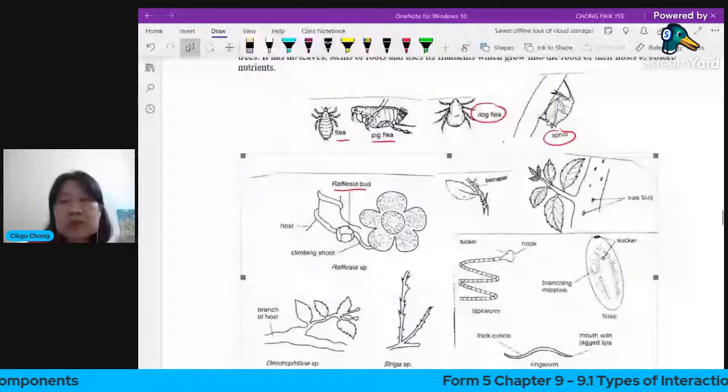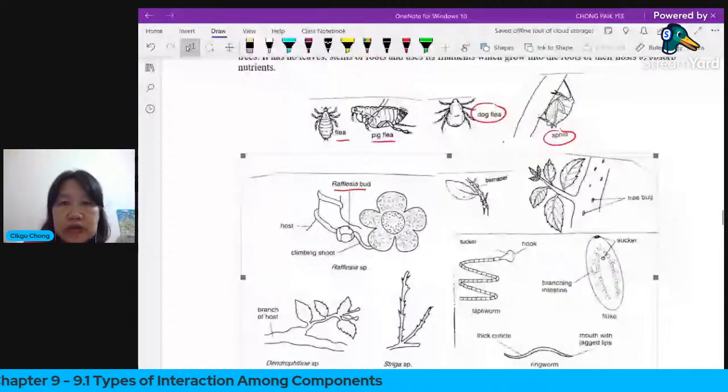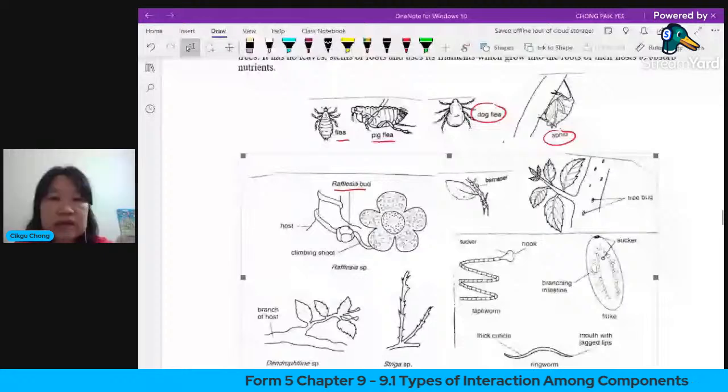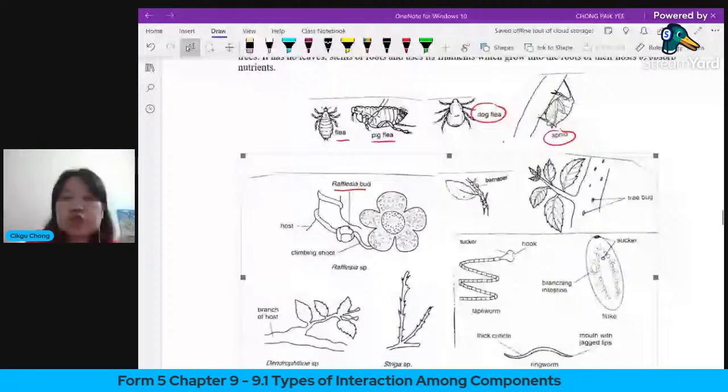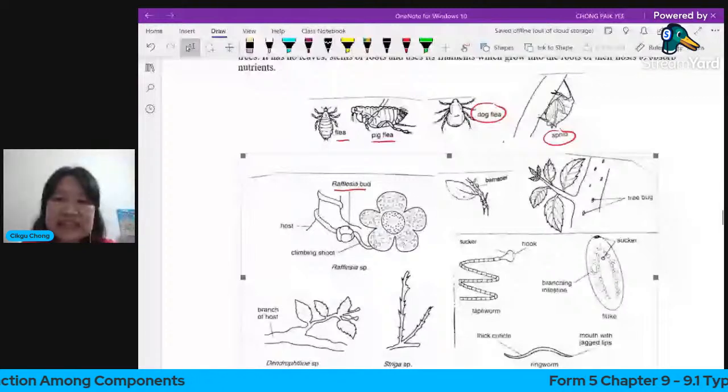Okay, next one. Let me go on to endoparasites. I'll show you pictures. Just now we talked about the outside ones, those that are outside your body. Now we talk about endoparasites. These are parasites that live inside the host, inside the body of the host. The best places to choose are sometimes the liver, sometimes the intestine. The liver, because there is a lot of blood there.